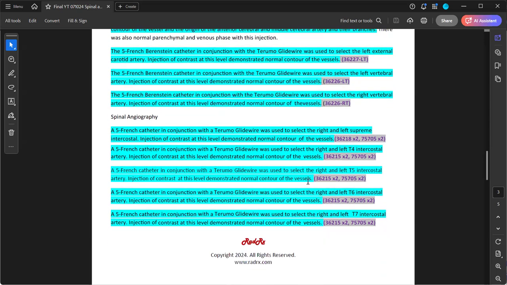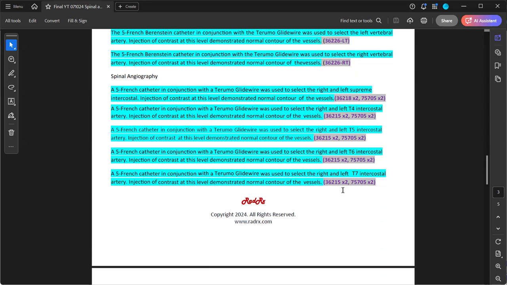So now let's jump down to our spinal angiography coding. Okay. So here in the spinal angiography section, in the first paragraph, we see mention of the catheter being placed into the right and left supreme intercostal arteries. Okay. So I'm going to hold that for the moment. It's the same with the second paragraph, where we're talking about the right and left T4 intercostal artery. I'm sorry, we're going to jump down to the T4 intercostal artery. So hold paragraph 1, and we're going to come down to the actual spinal arteries themselves.